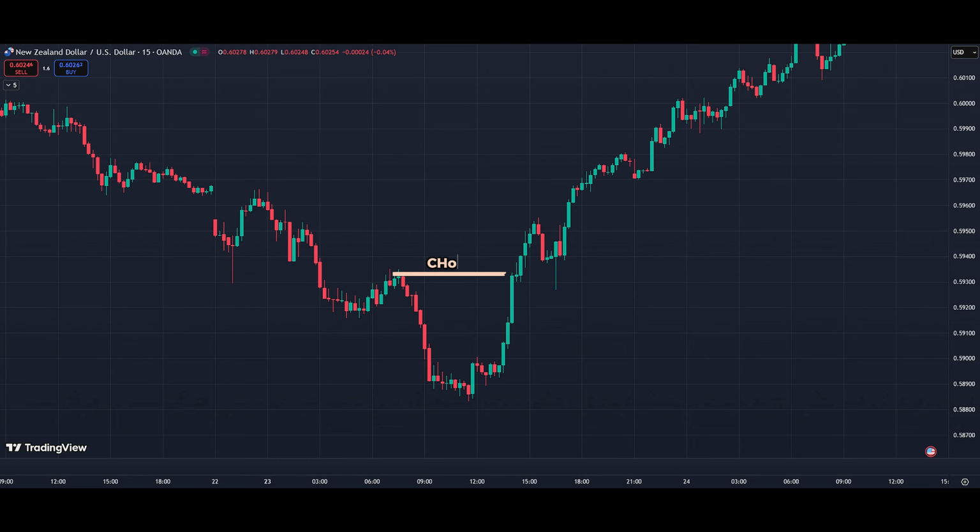The last, but one of the most important, is entry models and examples of how you can use SMC. Let's review them. Example 1. Change of character, breaker block, and fair value gap. An example right from the textbook. Price first breaks the current trend and the order block, creates FVG, which is retested with a candle with a big shadow. Given a signal to open a long position, we could catch most of the move. Note, don't forget to put your stop loss after the FVG zone.